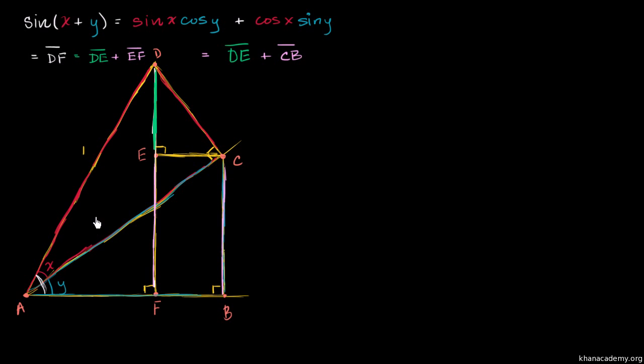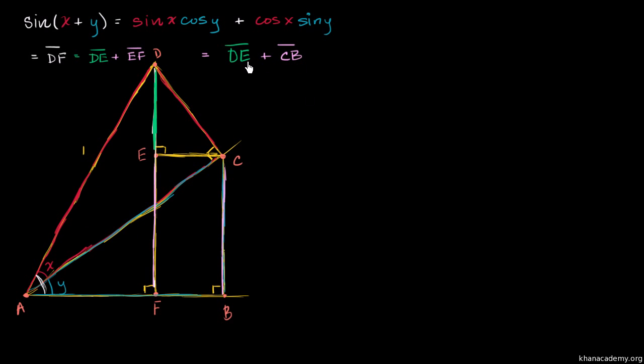So once again, the sine of x plus y is the length of DF, and DF can be decomposed as the lengths of DE and CB. Now with that as a hint, I encourage you to figure out what the length of segment DE is in terms of x's and y's and sines and cosines, and also figure out what the length of segment CB is in terms of x's and y's and sines and cosines. So try to figure out as much as you can about this, and these two just might fall out of that. So I'm assuming you've given it a go.